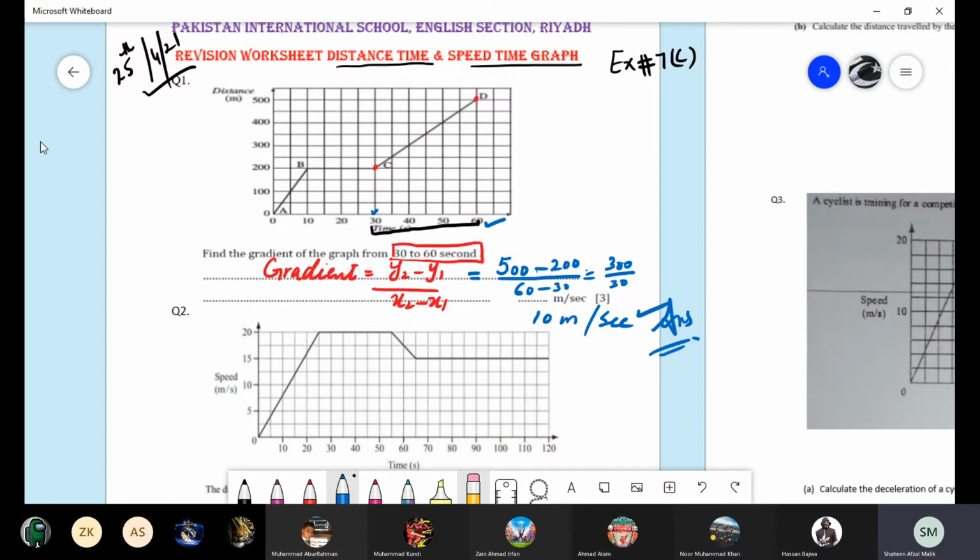The gradient formula is this one, y2 minus y1 over x2 minus x1. This is your y2, from this point. You can even write the x and y values if you want to. Here x is equal to 60 and y is equal to 500. At this point, x is equal to 30 and y is equal to 200. And you can just simply substitute the values and write the final answer. Ma'am, rise over run. Yes, rise over run also you can do.